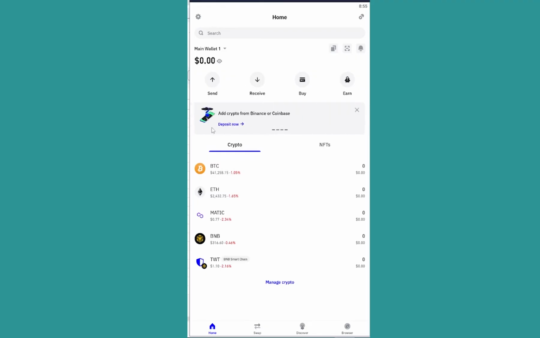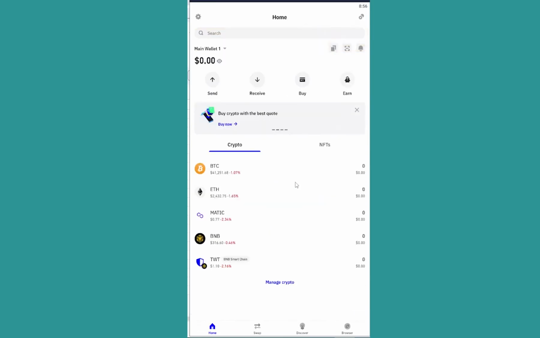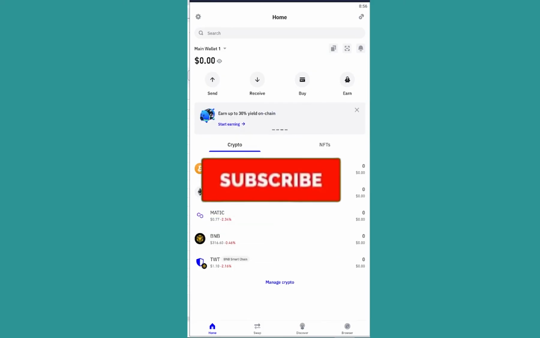Let's say I wanted to get my Bitcoin into bank account. I can click on BTC, click on send my Bitcoin into Binance, and on Binance I can sell my Bitcoin, and after selling my Bitcoin, I can get that money into my bank account. That's how this works. I hope you understand how to transfer from Trust Wallet to bank account.